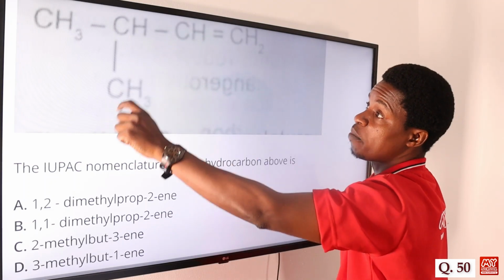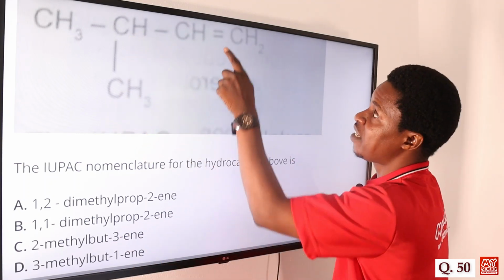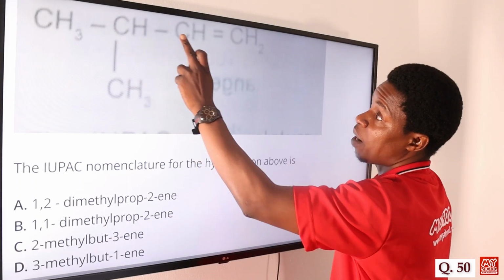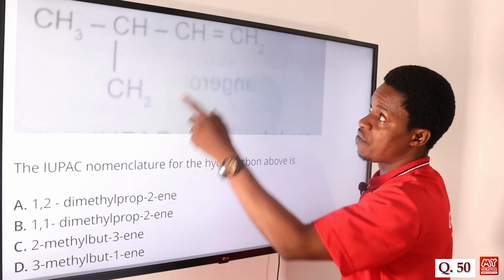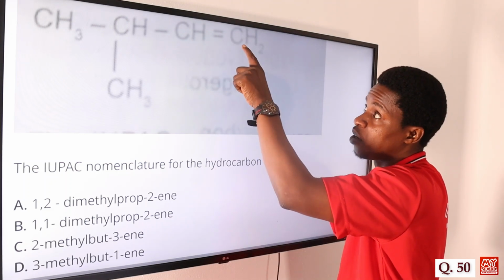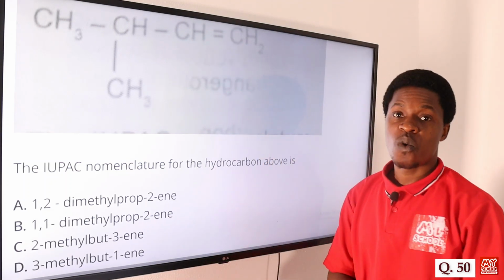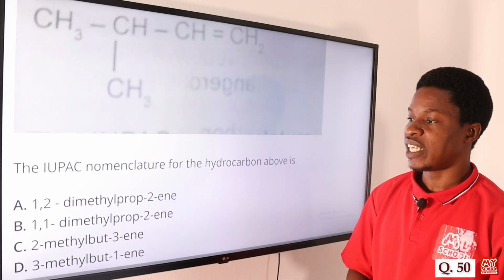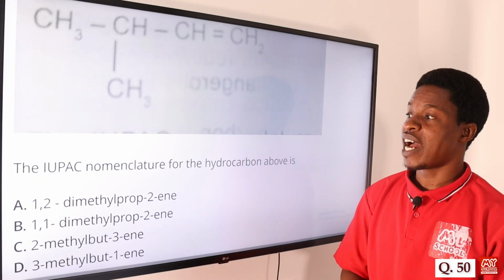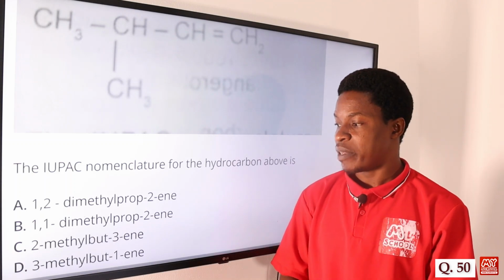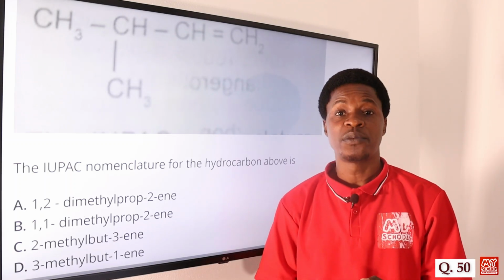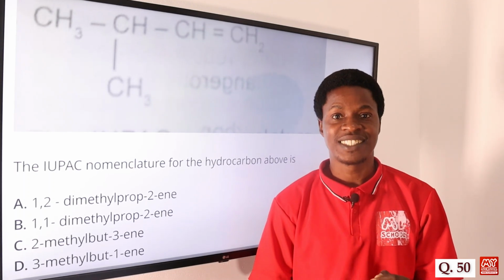And then you say this is 2-methyl, then but-3-ene. Then you are making this carbon 1, carbon 2, carbon 3, and saying the double bond is on carbon 3. No, then this would have been longer. We are giving preference to double bonds, so the shorter one should be on carbon 1. So it should be but-1-ene. The one that has but-1-ene is actually option D. So the IUPAC nomenclature for the hydrocarbon above is 3-methylbut-1-ene. Option D is the correct answer.